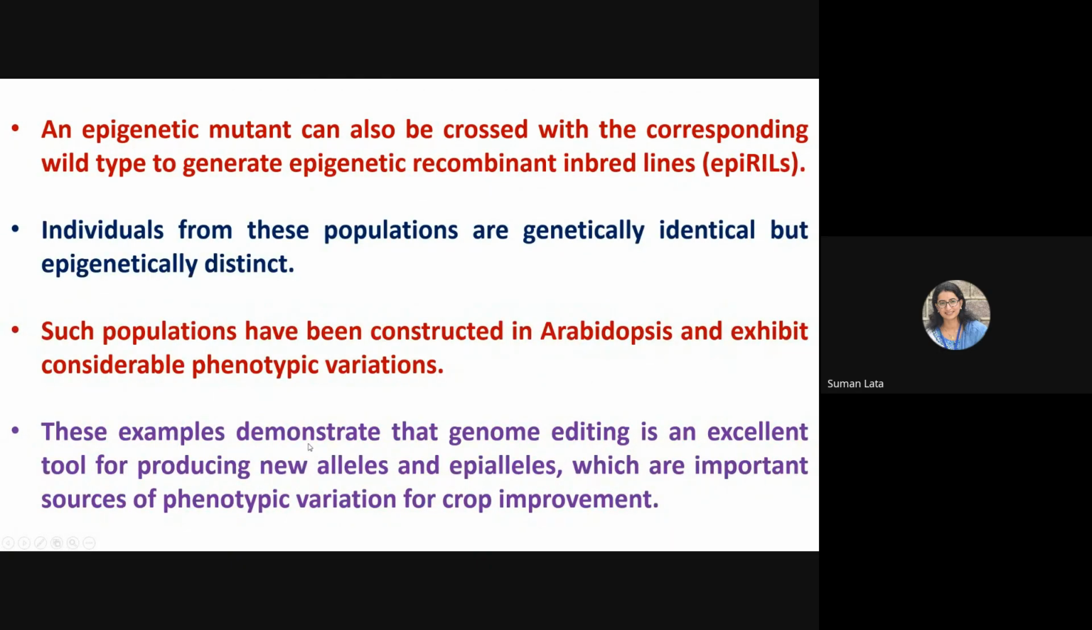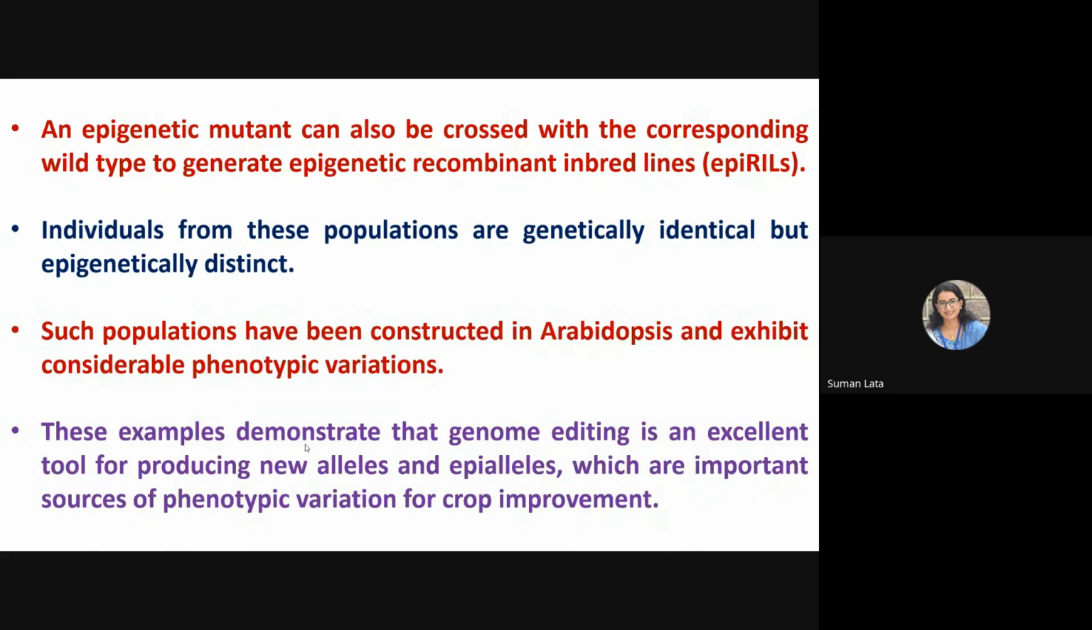So epigenetic mutations can be created using the dead Cas9, and then epigenetic recombinant inbred lines can be created. So the individuals from these populations are genetically identical, but they are epigenetically distinct. So these epiRILs have been constructed in Arabidopsis, and they exhibit considerable phenotypic variations.